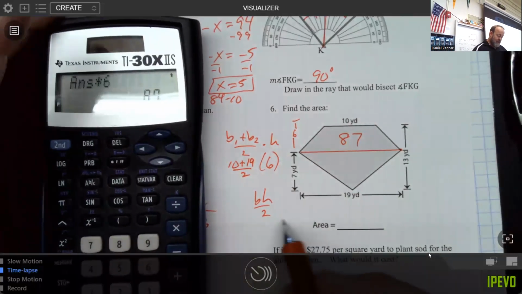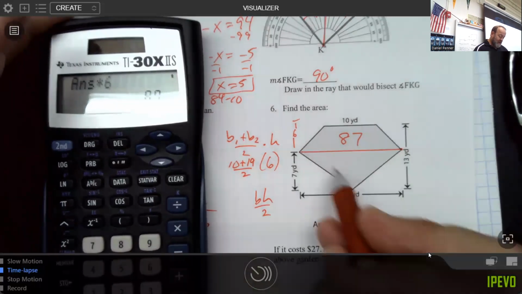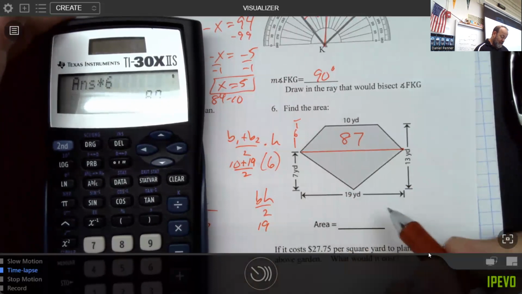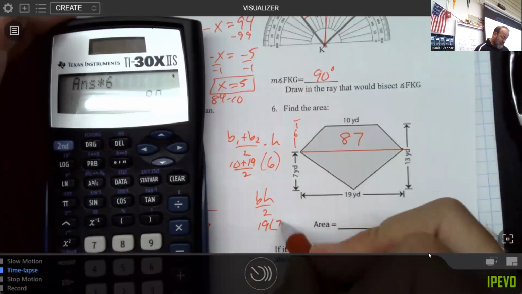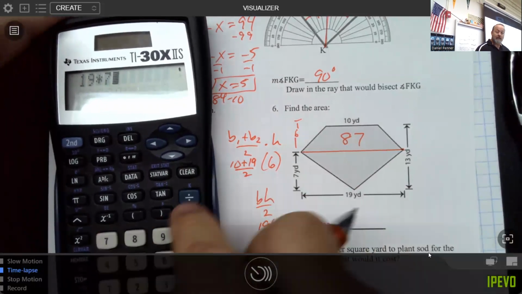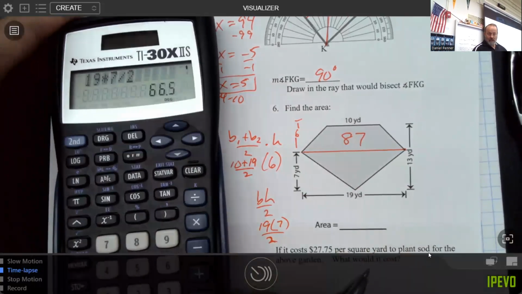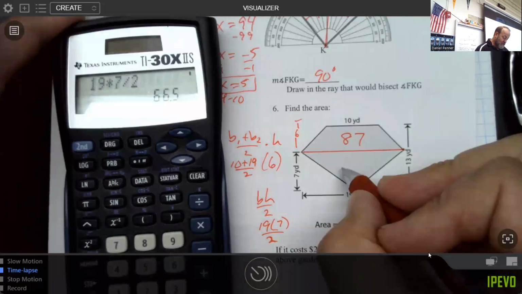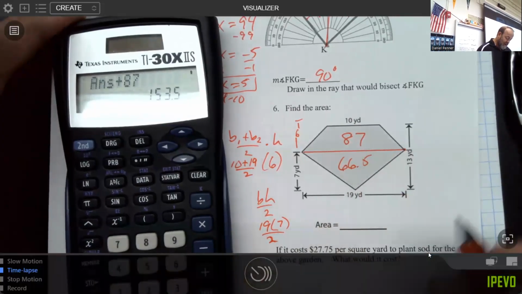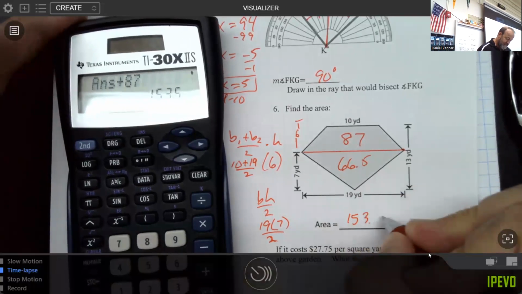Now, the bottom one, this triangle has a base of 19, and it has a height of 7. And so 19 times 7 divided by 2 is a nice, easy number of 66 and a half. And so if I wanted to find the area, I would want to add those 2 numbers together. And I got 153 and a half.